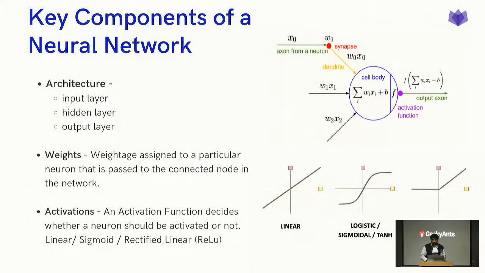Now, I'll briefly touch a little bit about components of a neural network, right? So I told you, there's an input layer, there are a bunch of hidden layers, and there's an output layer. What are these hidden layers? I'll take an example.